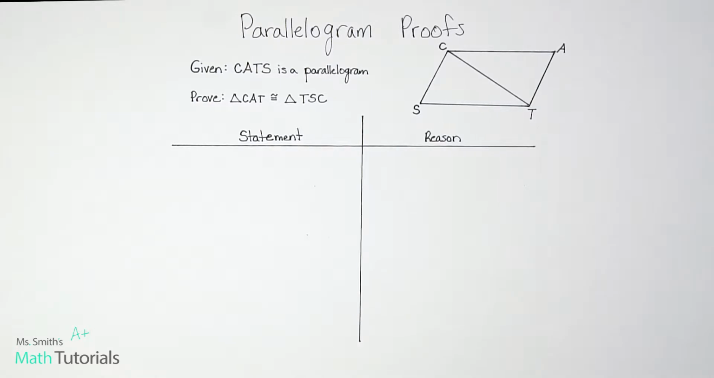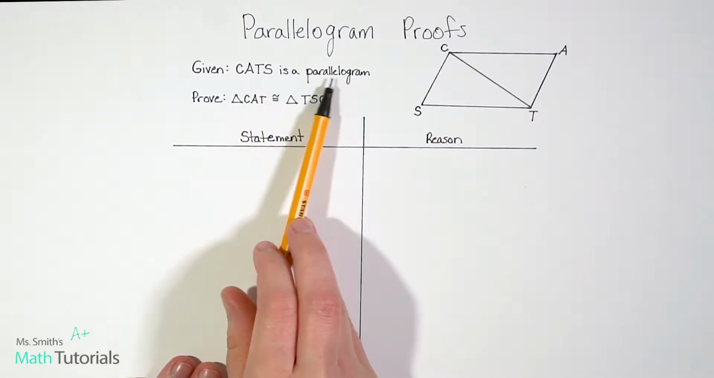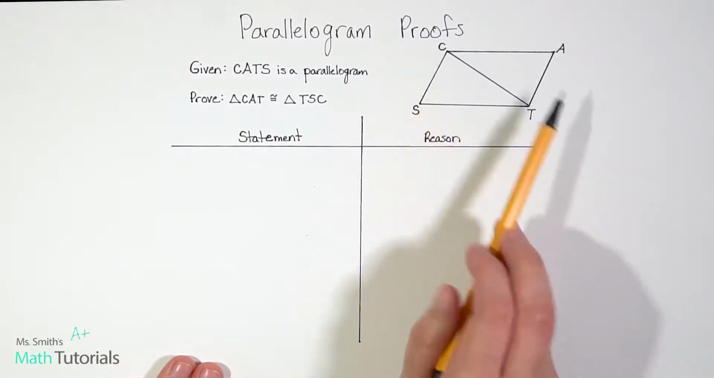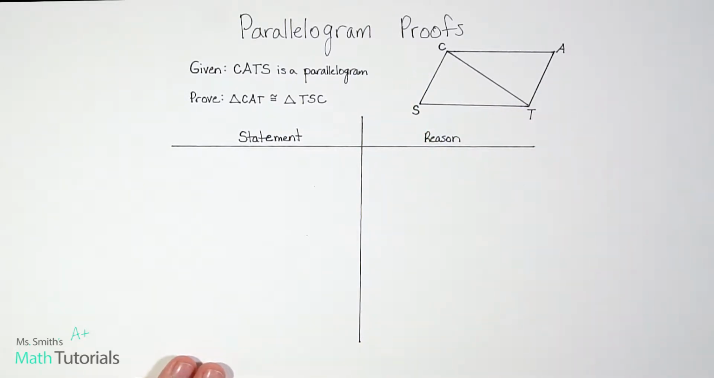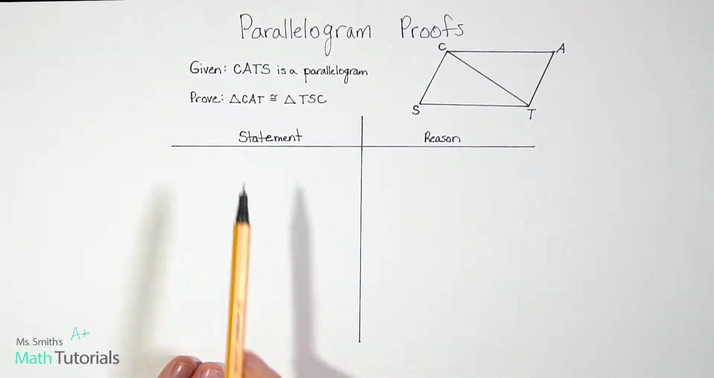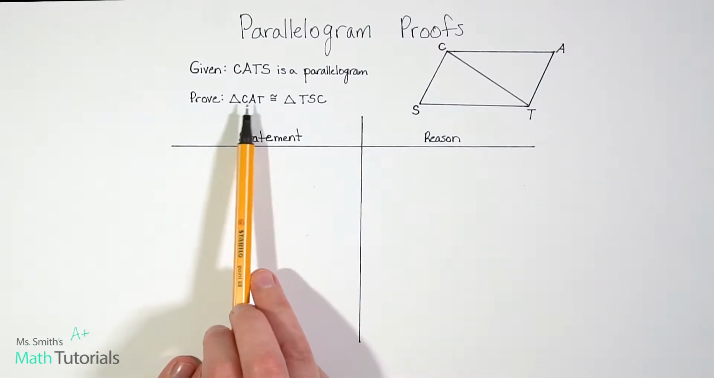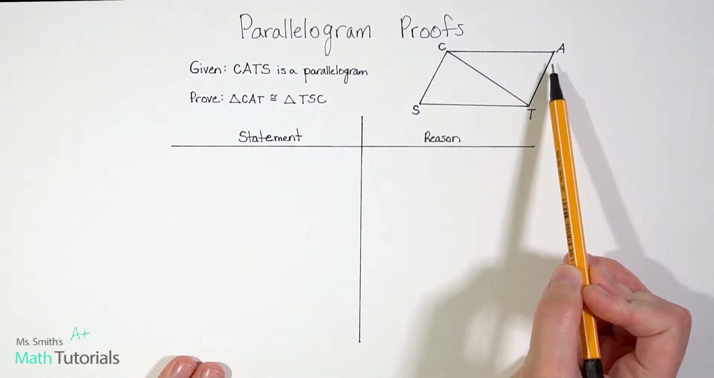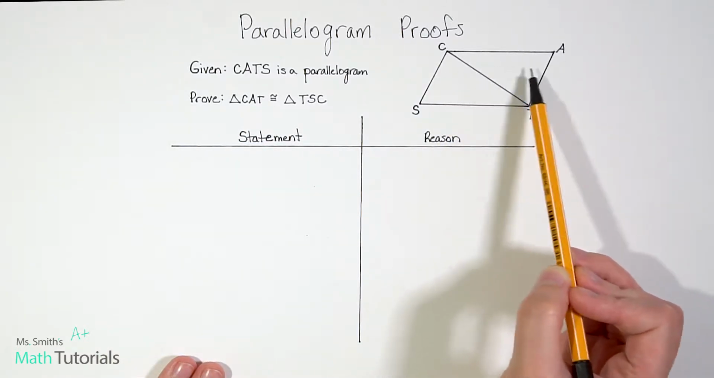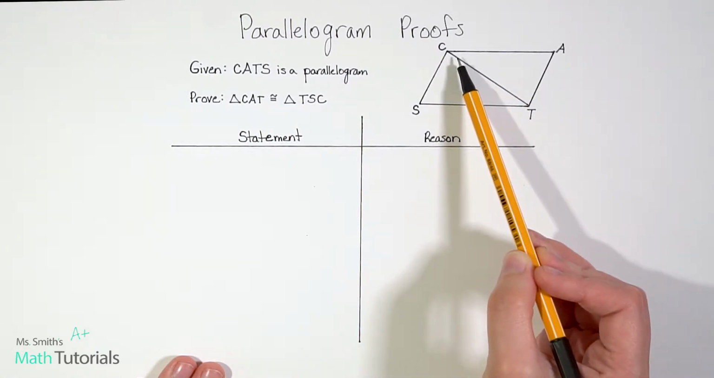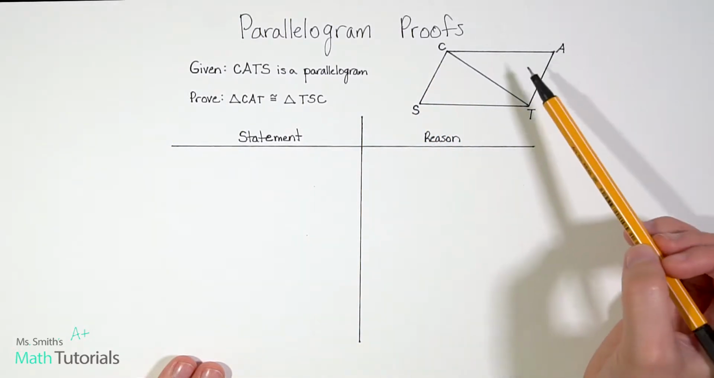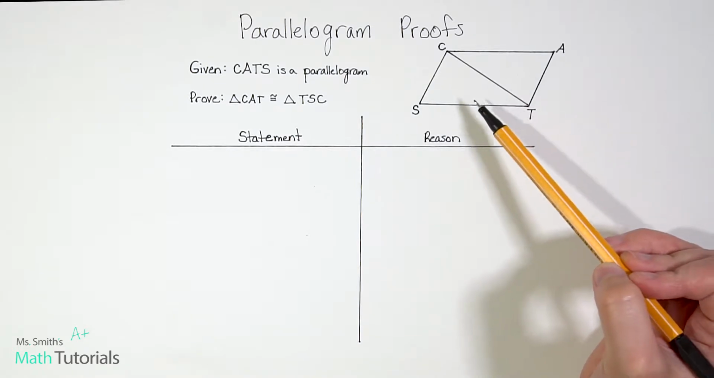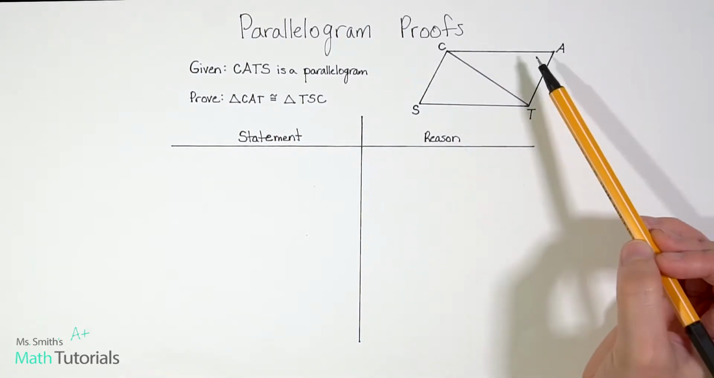When we are approaching these problems, we're starting with the given statement that CATS is a parallelogram. So we've got this shape here, C-A-T-S, and they're telling us right up front that this is a parallelogram. And they're wanting us to prove that triangle CAT, so this triangle right here, like the top triangle in this picture, is congruent to triangle TSC, so this bottom triangle. So we need to prove that the top triangle is congruent to the bottom triangle, knowing that this is a parallelogram.